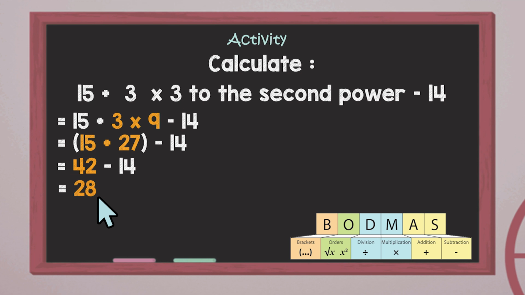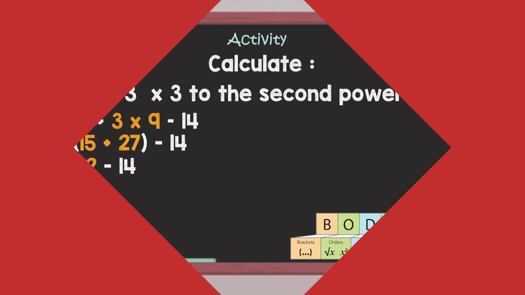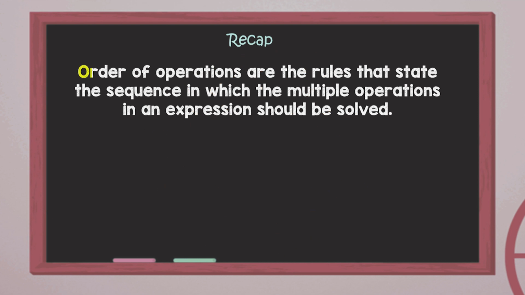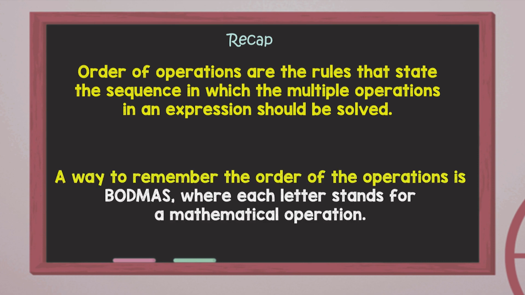Boys and girls, do you have 28? If you do, put a big tick because that is correct. So let's recap. Order of operations are the rules that state the sequence in which multiple operations in an expression should be solved. When we say the word sequence, we mean order, the order in which the operations should be solved. A simple way to remember the order of the operations is BODMAS, where each letter stands for a mathematical operation.